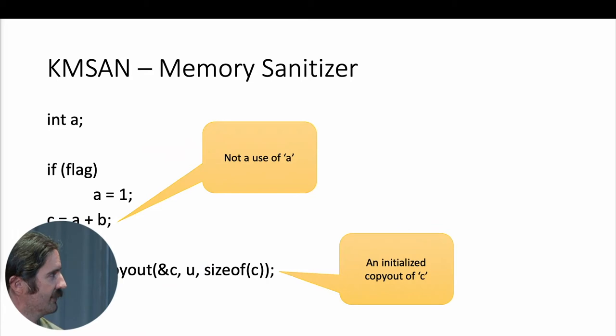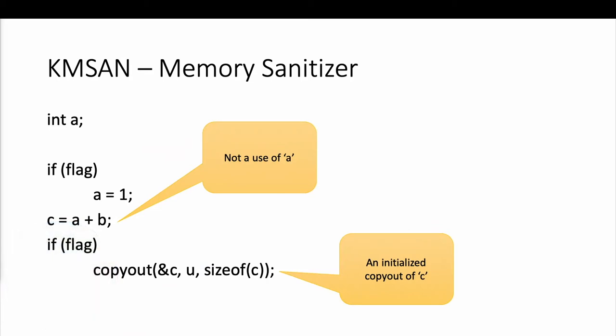A second, more surprising, use is this code. So C equals A plus B. That's not considered a use, but if C will have a flag set depending on if the flag value was set or not. So if we went through the if case in this condition, then C will be set as being initialized, otherwise it will be cleared. And then later on we use the flag again to know if we want to copy it out. So in that case, C will be initialized, copy out. I'm assuming B is initialized in this example.